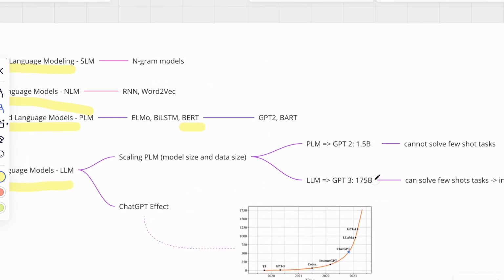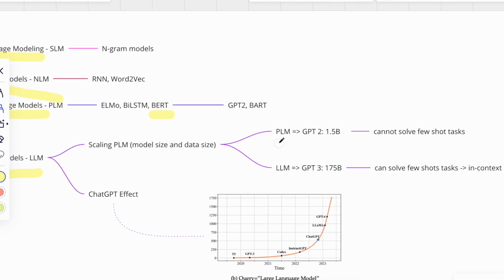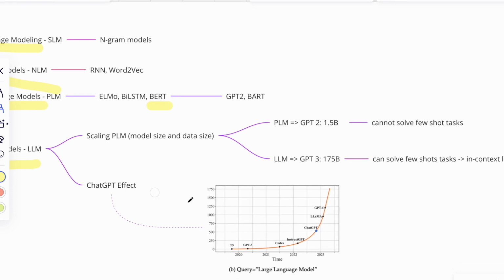For example, GPT-2 is a PLM, it has 1.5 billion parameters and it cannot solve few-shot tasks. But with large language models, for example GPT-3, we have a model which has 175 billion parameters and it can solve few-shot tasks by in-context learning, and these tasks cannot be solved by the PLMs. And of course, after ChatGPT, these large language models are quite popular.